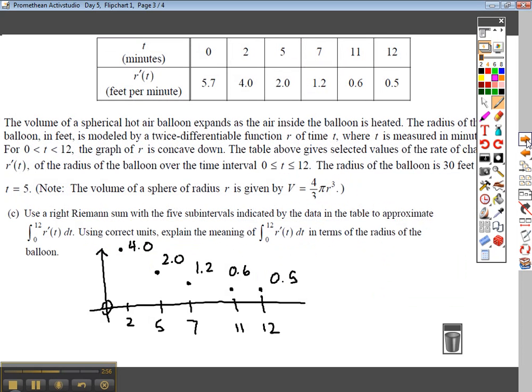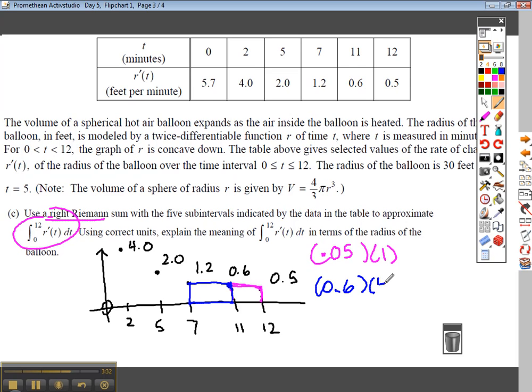Part C says use a right Riemann sum with 5 intervals to approximate this integral. So I'm going to integrate, meaning find the area. Like before, I'm going to use the right hand because it says use a right Riemann sum. So I'm going to go up, over, create that rectangle. Notice I use the right height, which is 0.05, and the base of this is going to be 1. The next rectangle over, I'm going to go up at 0.6, over, down, create the rectangle. The height of that one was 0.6, and the base of that, 7 minus 11, is 4.